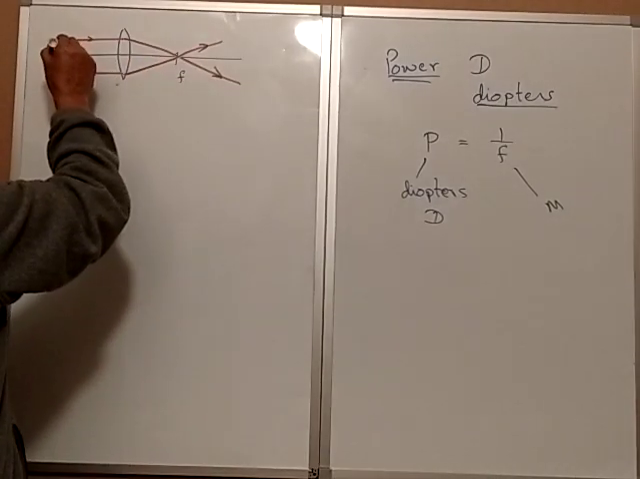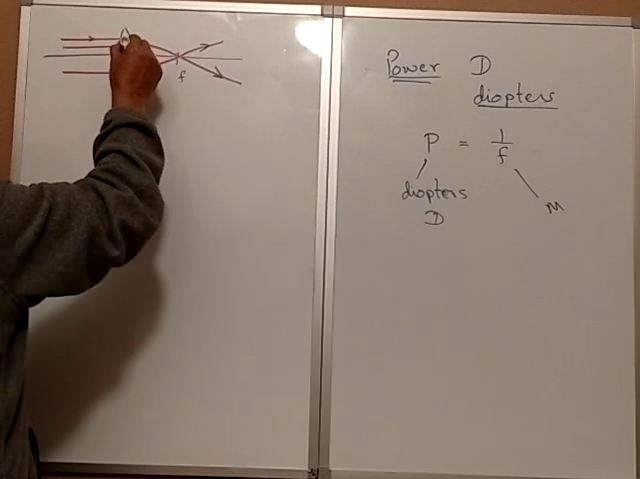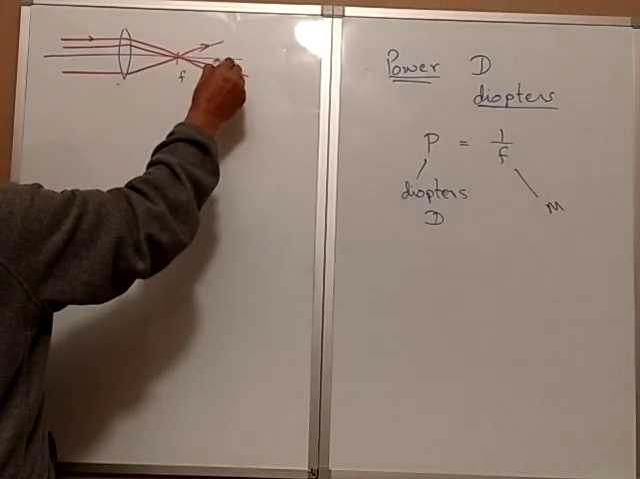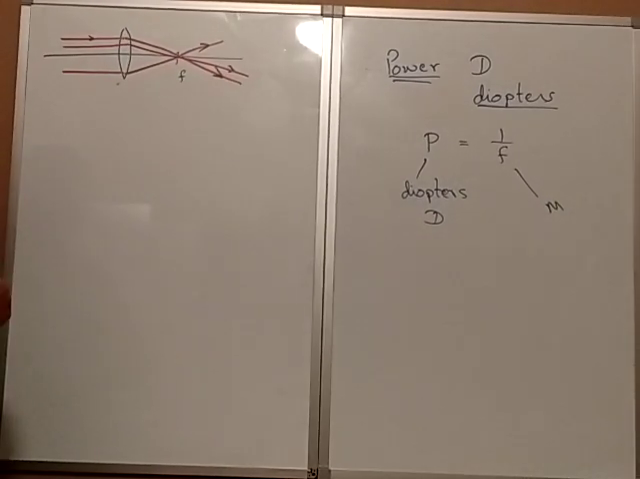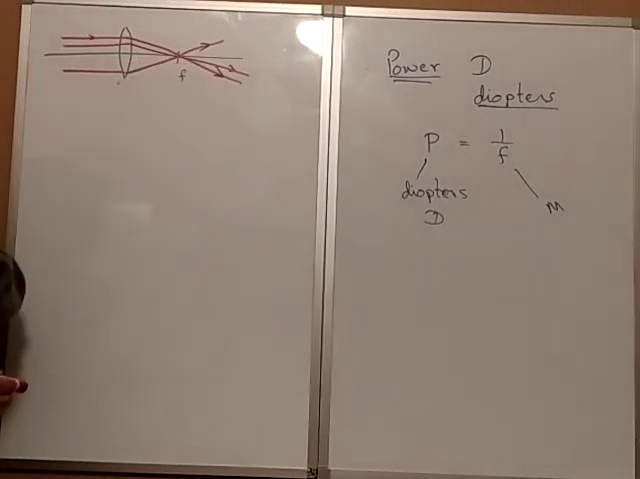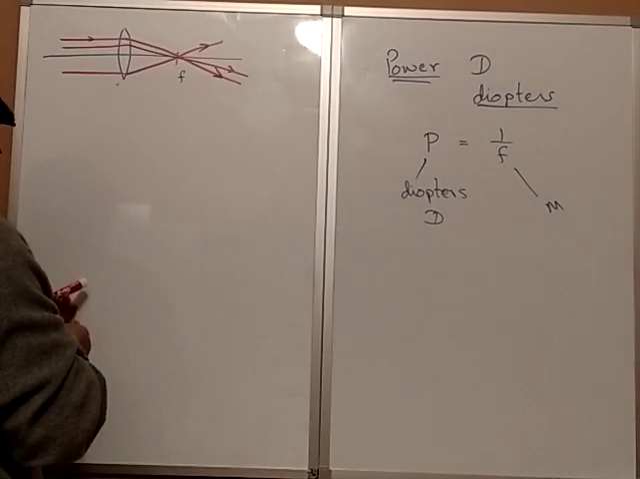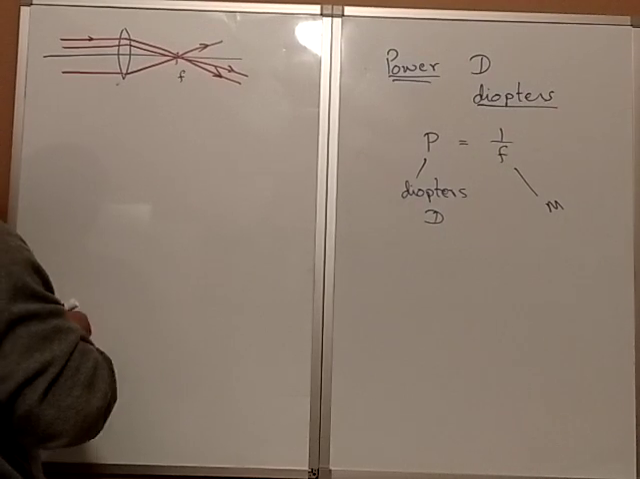Like this. If it goes through here, then it will also go through the focal point. That's the first rule. So anything coming parallel will go through the focal point on the other side. The next one is simple.